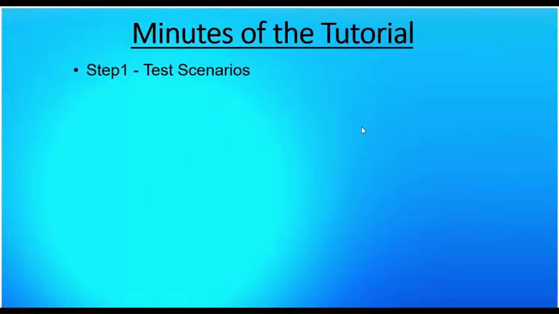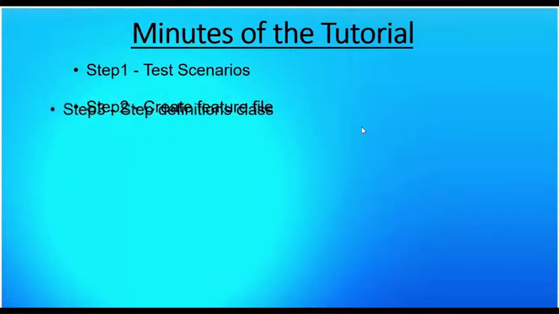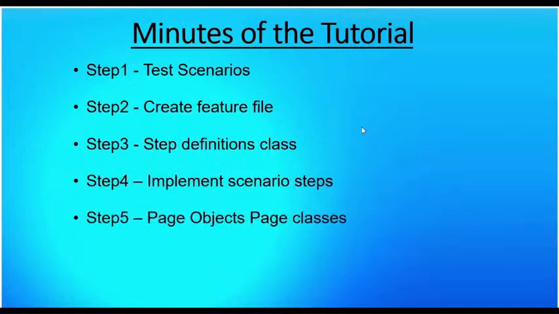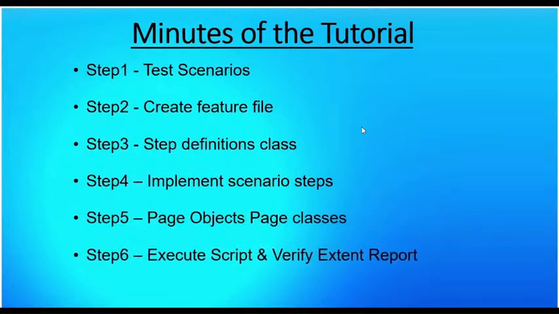First, step 1, we are going to discuss the test scenario which we are going to automate by using the page object model. And second, we will create the feature file. Then we will create the step definition class. Next, we will implement the scenario steps in the step definition class. Then finally we will create the page objects, page classes. At the end we will execute the test script. That means we will execute the feature file and we will verify the extent report.